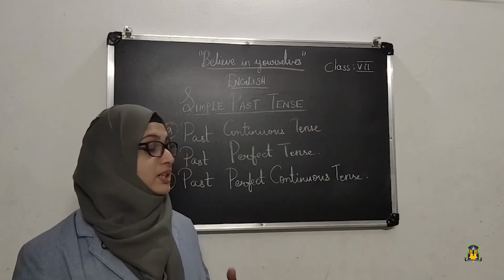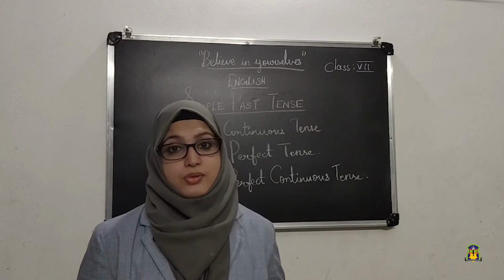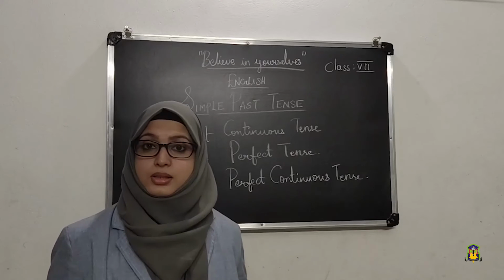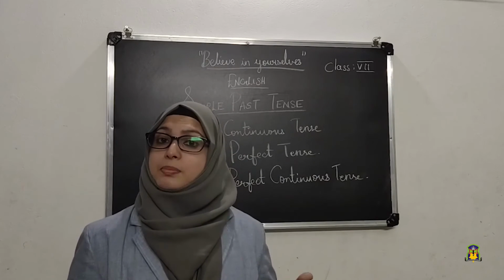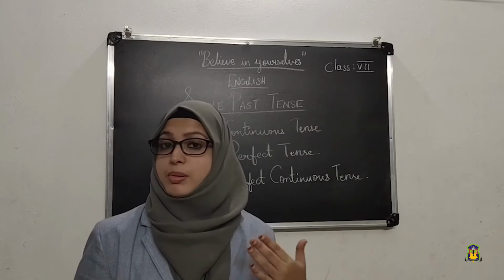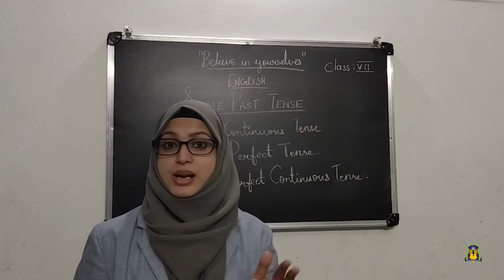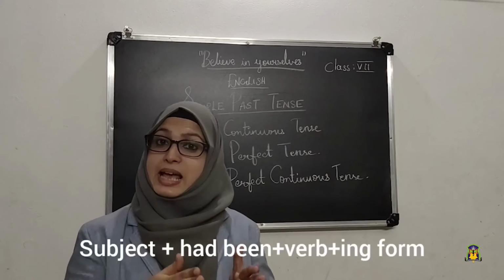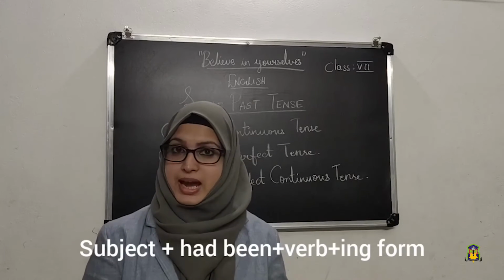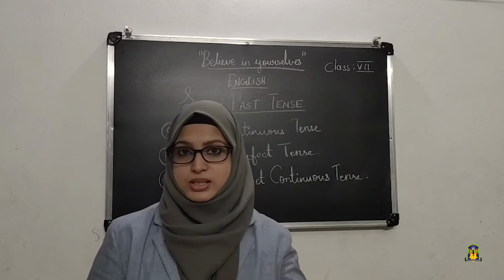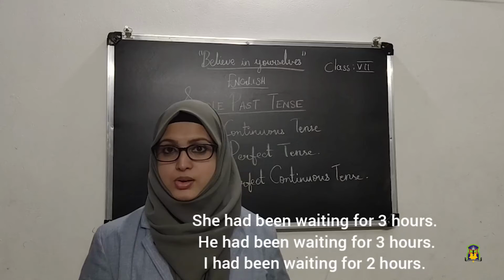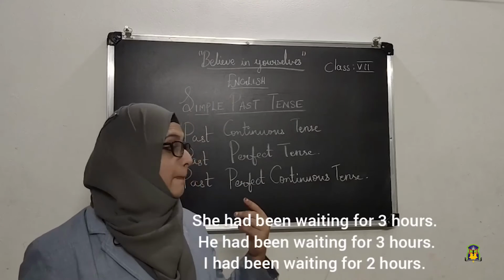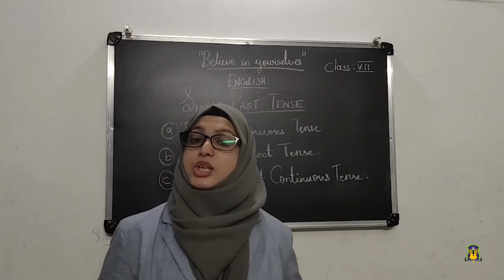Now we are moving to past perfect continuous tense. We know perfect means we need to add had, has or have, then continuous means ing form. So here it is past perfect, so obviously it will be had itself. So had plus ing form we need to add. Do you remember present perfect continuous tense? Yes, we saw that it is has or have plus been plus verb plus ing form. Likewise, the same thing we are using in past perfect continuous tense. Here it is had been plus verb plus ing form. She had been waiting for 3 hours, or he had been waiting, or I had been waiting for 2 hours. So these can be the examples for past perfect continuous tense.